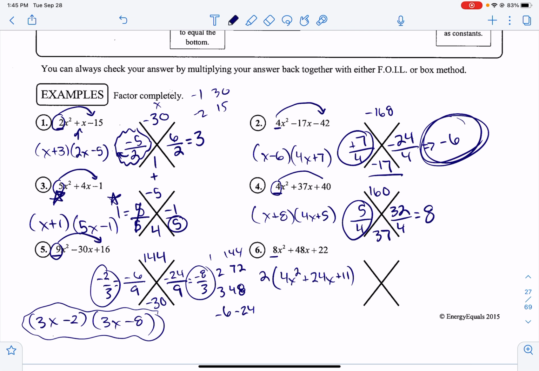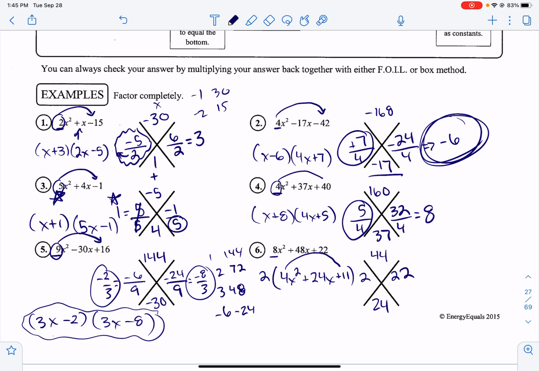So that 2 is just going to kind of hang out in front for a while. And now that 4 is going to multiply by the 11, and I get 44 on top. And I get 24 on the bottom. So I need 2 things that are going to multiply to be 44 and add up to be 24. What are we going to get? 2 and 22. Those add up to 24. And they multiply to 44.